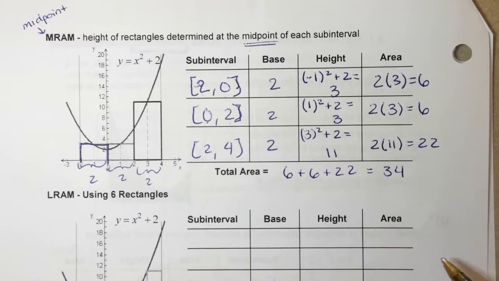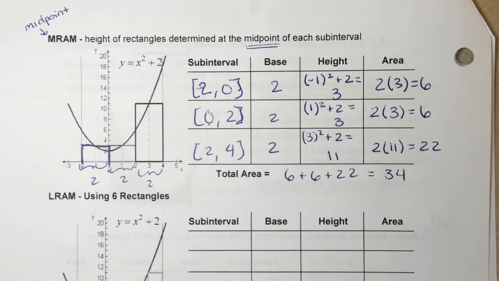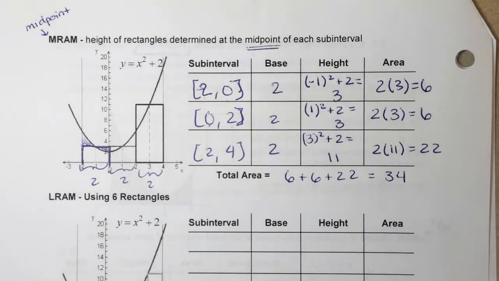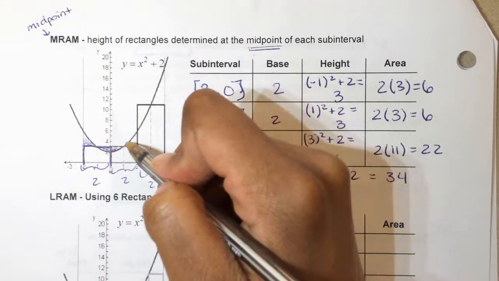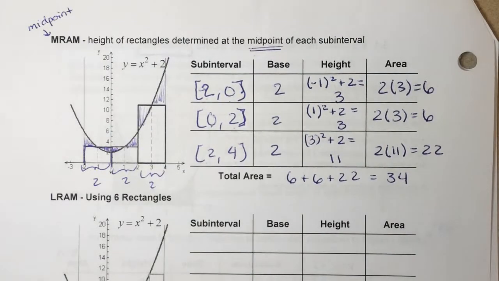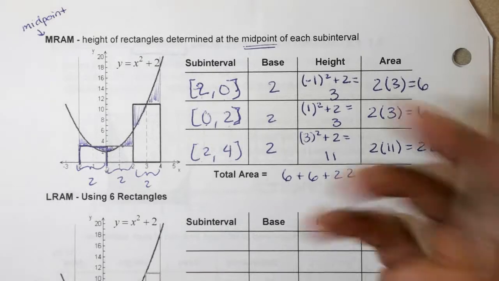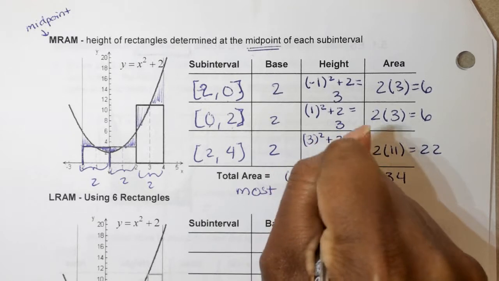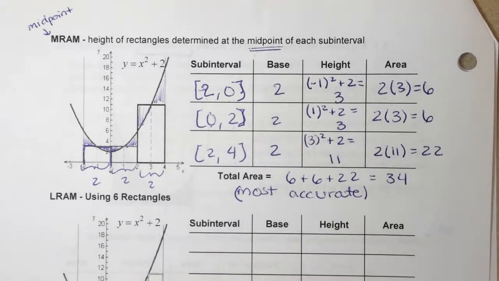So if we look at our rectangles, we see that for each rectangle there's some space that's unaccounted for and space that is over accounted for, right? So there's space under the curve that we're not counting, but there's also space over the curve that we are counting. And so those pretty much balance each other out. And so the midpoint Riemann sum is actually going to give us the most accurate, or the closest area under the curve when looking at rectangles. So the midpoint Riemann sum gives us the most accurate area under the curve.